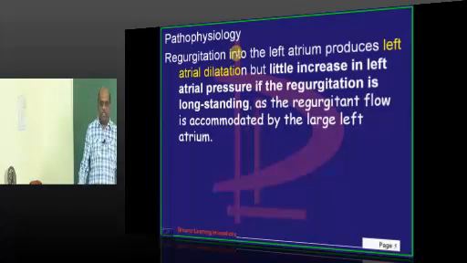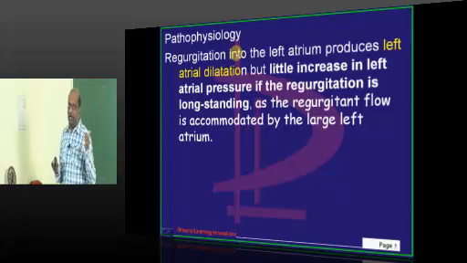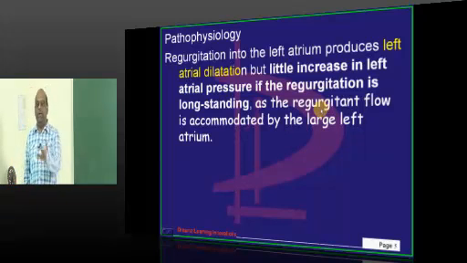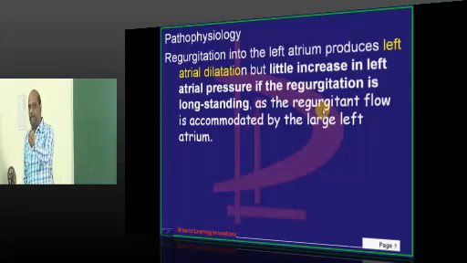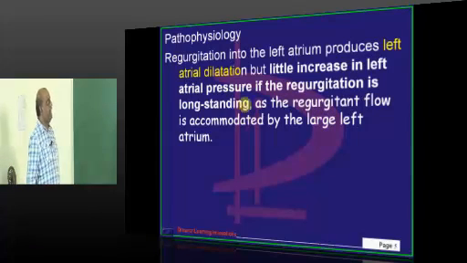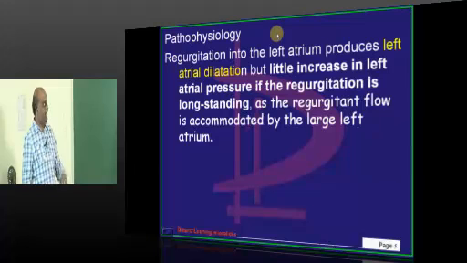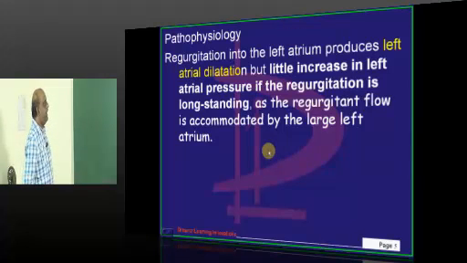Now, what's the pathophysiology if there is a mitral regurgitation? Regurgitation will regurgitate the blood from the left ventricle, when the left ventricle is undergoing systole, back into the atrium. So that will lead to left atrial pressure to elevate and left atrium to undergo dilatation.